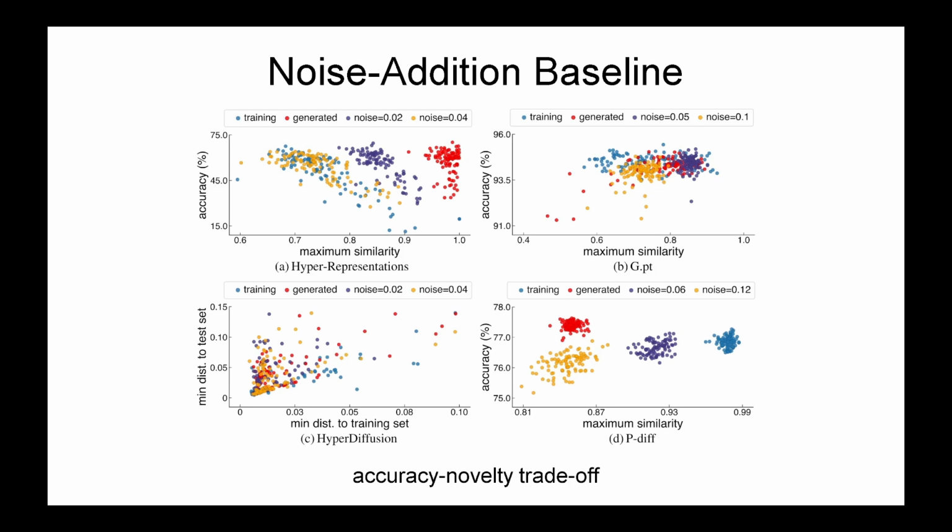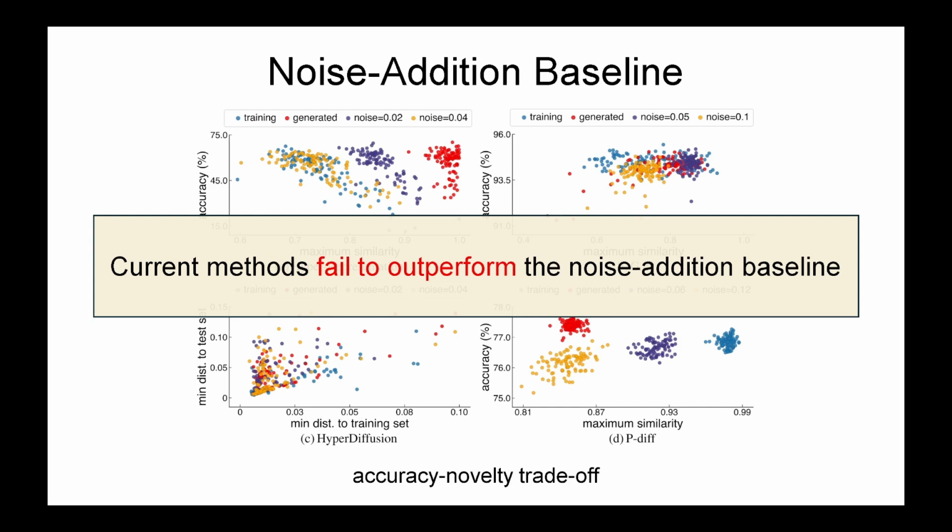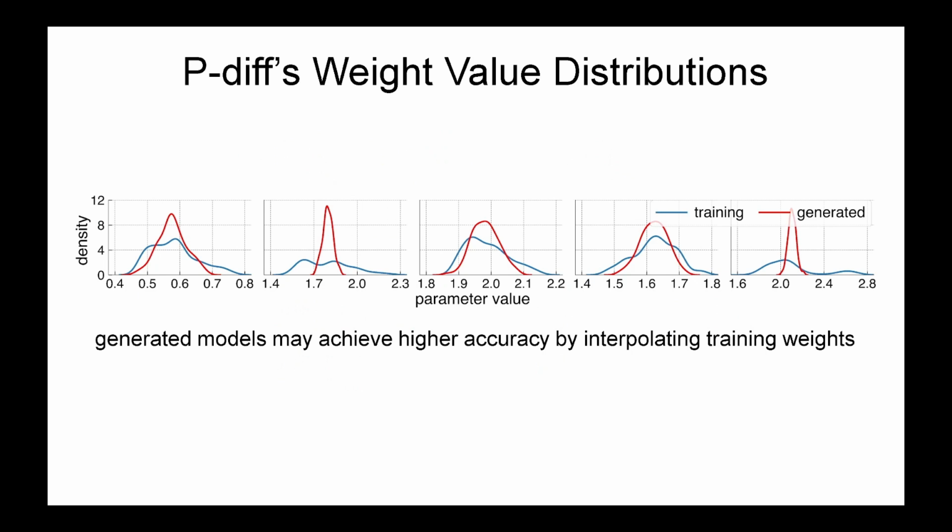For neural field models representing 3D shapes, the performance and novelty are measured using distances to test and training set shapes, respectively. We compare the generated weights with a simple baseline that adds Gaussian noise to training weights. We can see that for all methods except pdiff, in terms of this trade-off between model performance and novelty, the generated models in fact don't outperform the noise addition baseline. So, why is pdiff different?